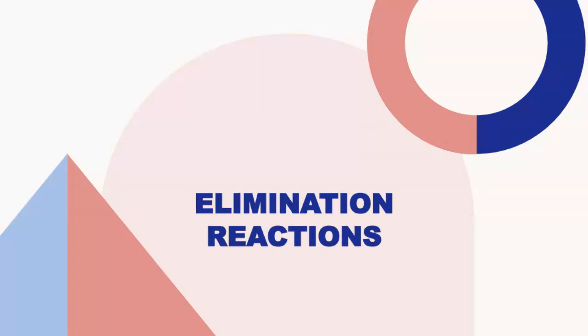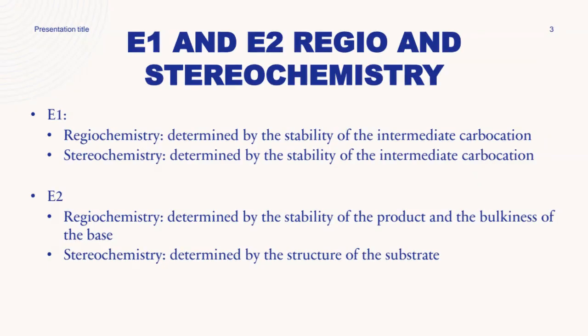Okay, so basically it's just on sections 1 and 2, so elimination reactions and some electrophilic addition reactions. So I basically just compiled a few examples of things you might see on the test. For this first section, just what to keep in mind: it's regiochemistry and stereochemistry of E1 and E2 reactions.